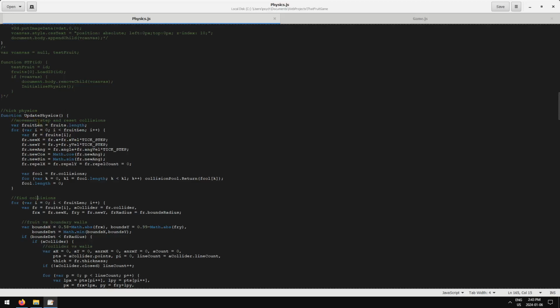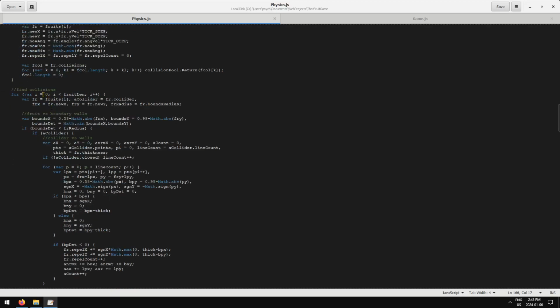The first part of this is the movement step, and this loops through the fruit, stepping the movement and angle forward based off the movement and angular velocity. Then this also calculates the new cosine and sine for the angle, and it resets the collision. We have a collisions array that stores the collisions that happen during a tick. And then we also have this repel X and repel Y, which is how much the fruit gets pushed back to solve the collision.